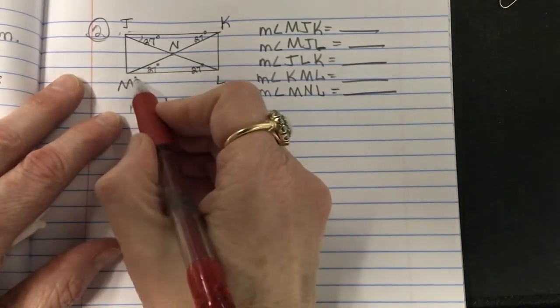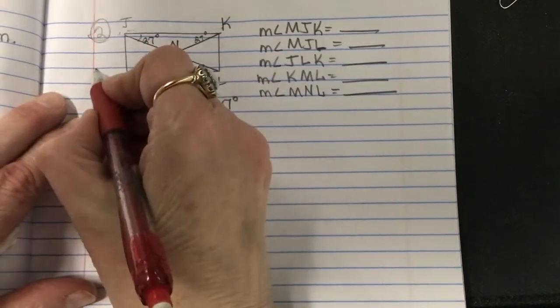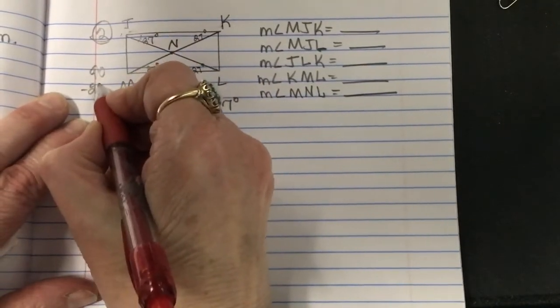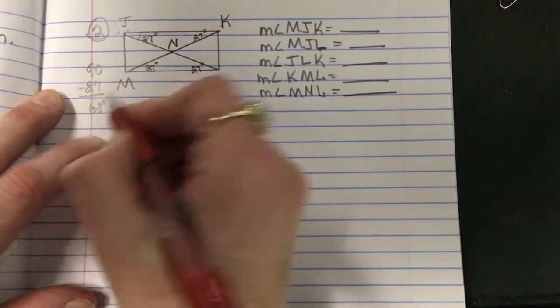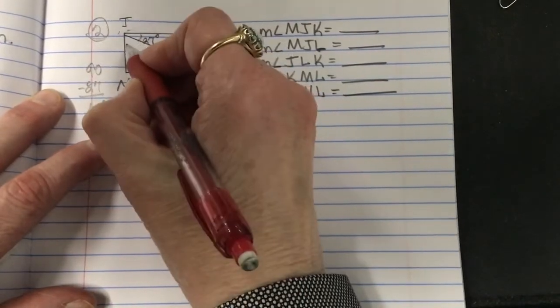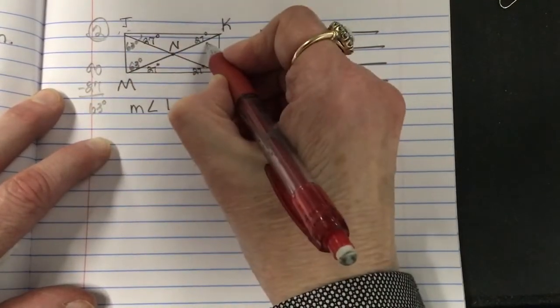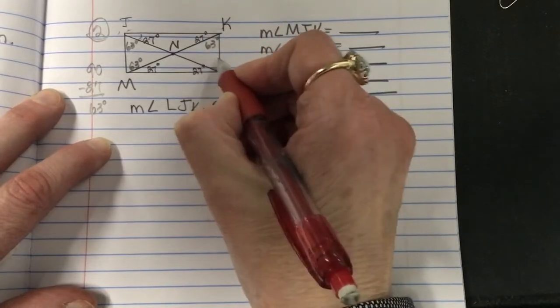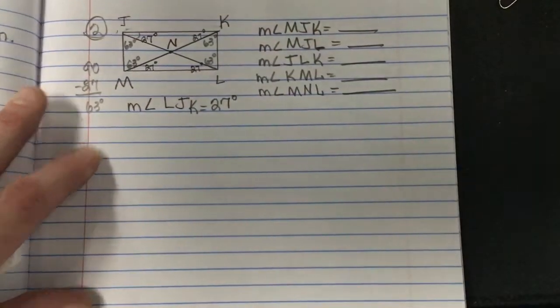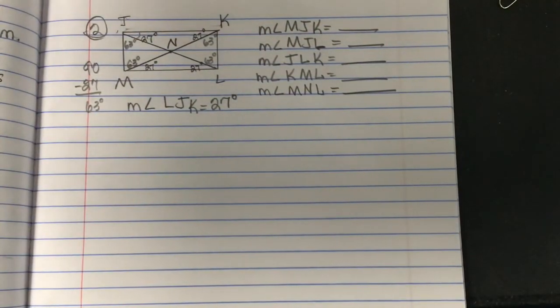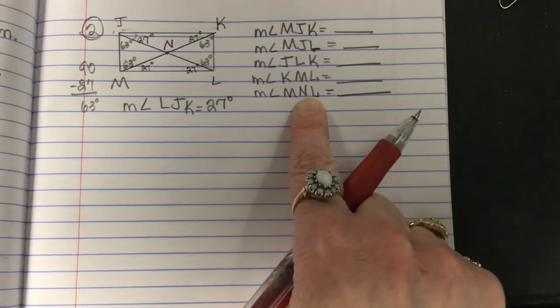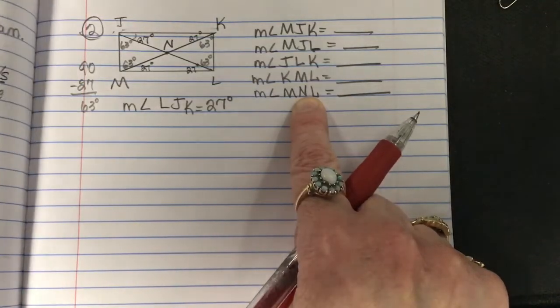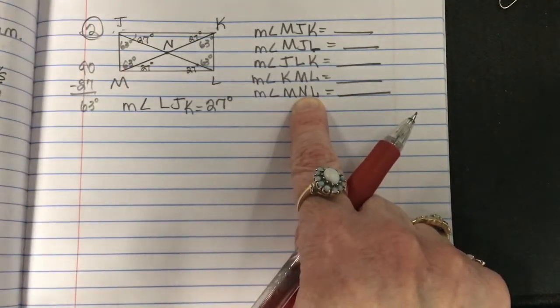Now, each corner is 90. So if you do 90 minus 27, you get 63 degrees for each of these. 63, 63, 63, 63. Now, I think that's going to do all of them except this one right here. So let's find our blanks and fill them in.